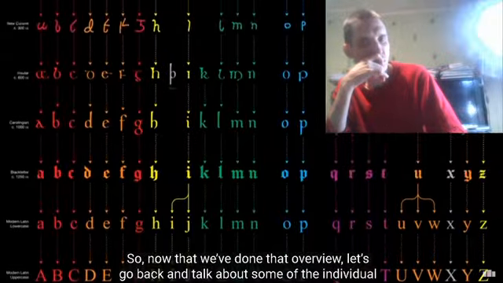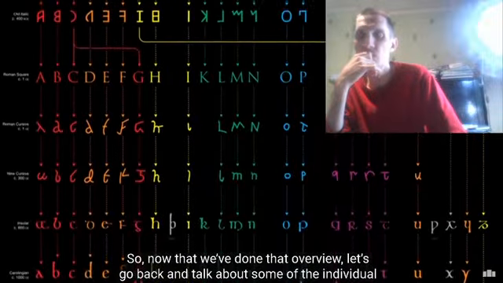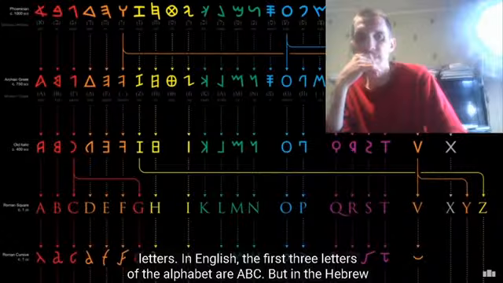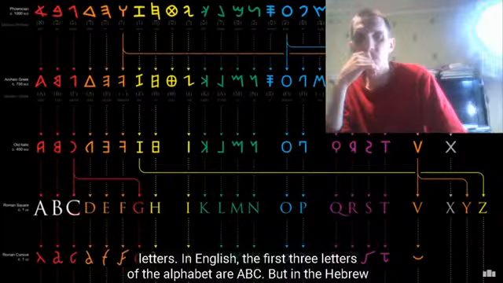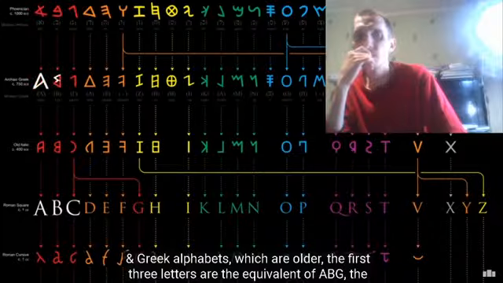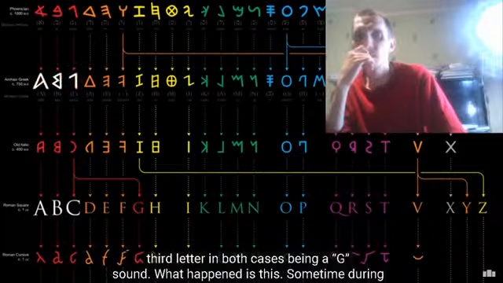So now that we've done that overview, let's go back and talk about some of the individual letters. In English, the first three letters of the alphabet are A, B, C. But in the Hebrew and Greek alphabets, which are older, the first three letters are the equivalent of A, B, G. The third letter, in both cases, being a G sound.